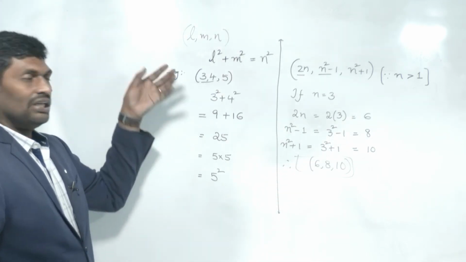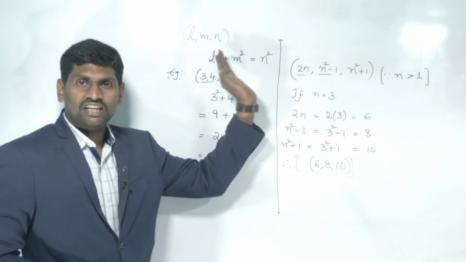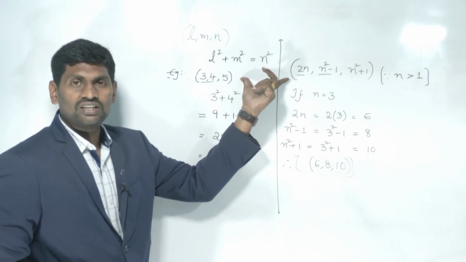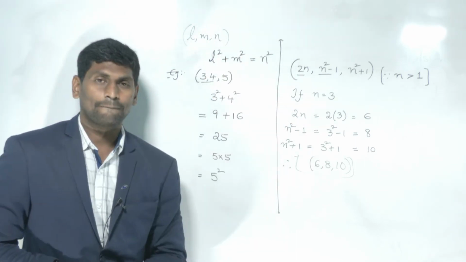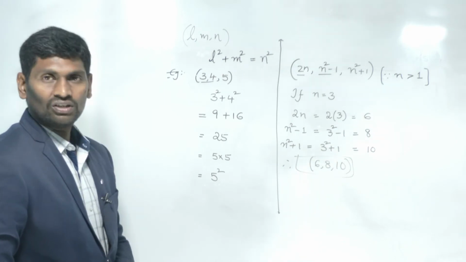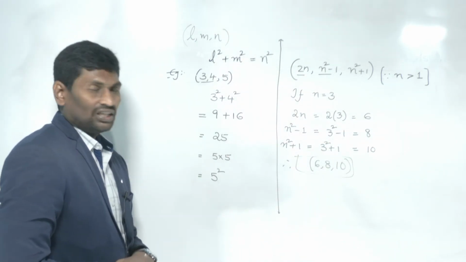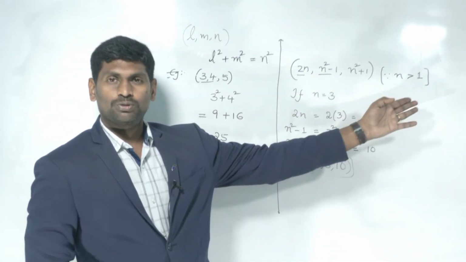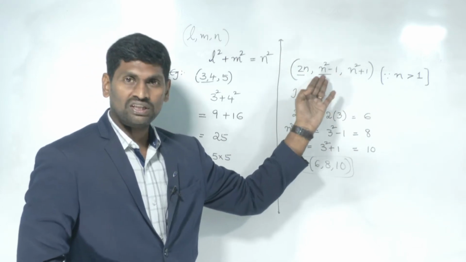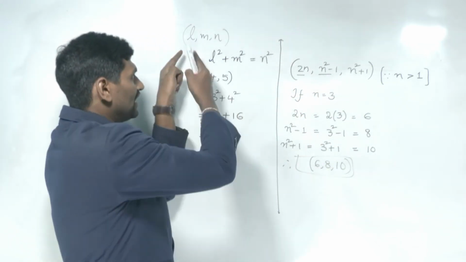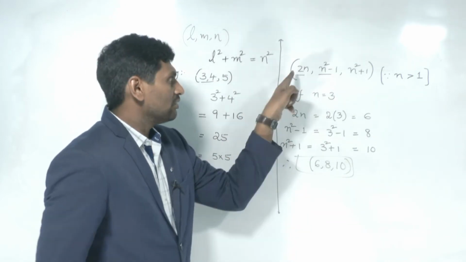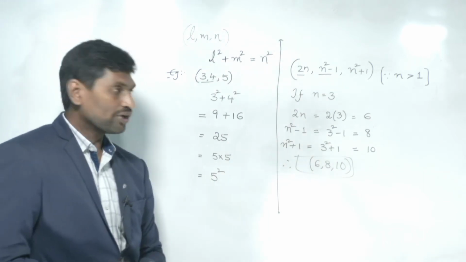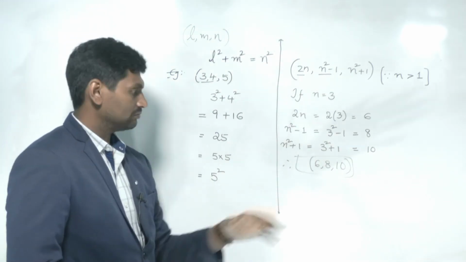Okay? If the numbers are in the form L, M, N and follow the condition L square plus M square is equal to N square, then those numbers are called Pythagorean triplets. We are checking like that. To write one more Pythagorean triplet, we use n value greater than 1 in the form 2n, n square minus 1, n square plus 1, because each number in a Pythagorean triplet is in this form. Okay, children? Please note it.